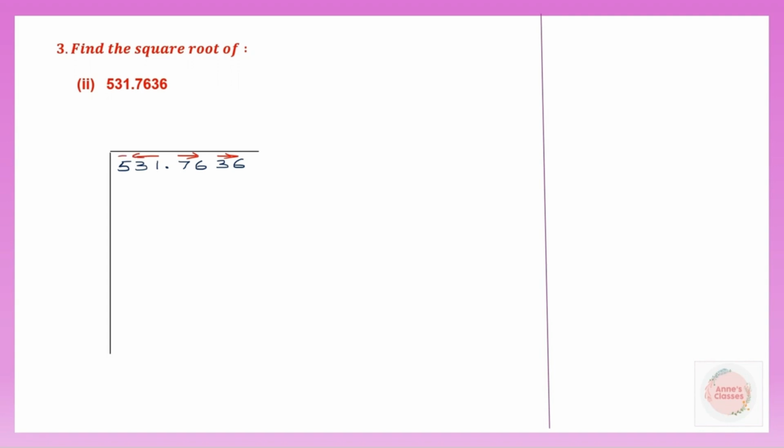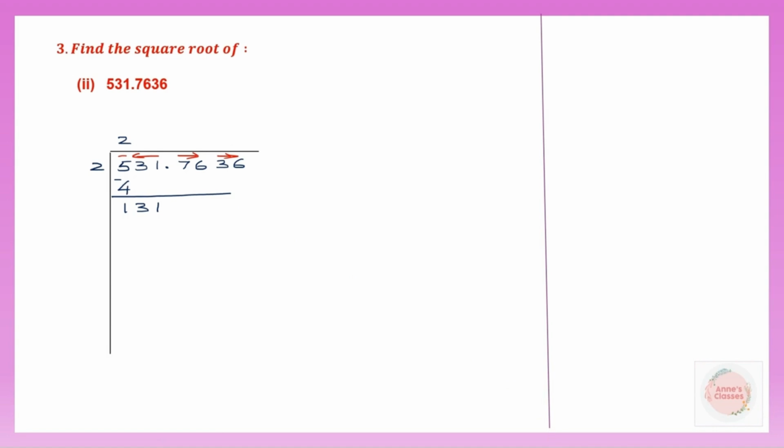So think of a number now whose square will give you a number close to 5. So we can think of 2, isn't it? Because 2 2's are 4. 5 minus 4 is 1. Bring down the next pair. That makes it 131. Now next step is double 2.